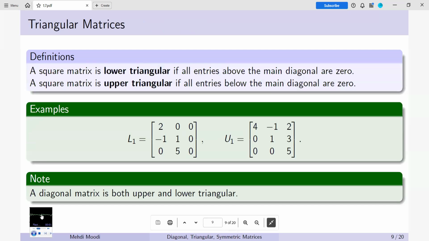Triangular matrices have zeros on one side of the diagonal. Lower triangular means the non-zero part can be below the diagonal. Upper triangular means the non-zero part can be above the diagonal. Diagonal matrices count as both, because they are very well behaved.